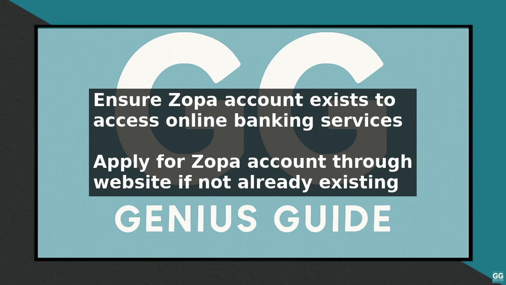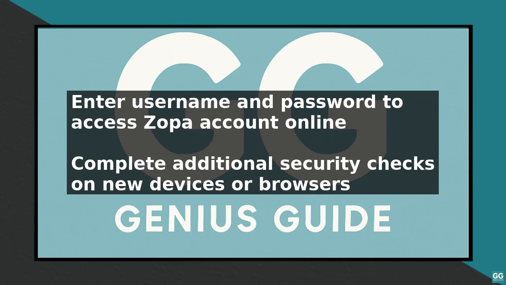Once you have a Zopa account, go to the Zopa website and click on the Login button. Enter your username and password to access your account. If you are using a new device or browser, you may be asked to complete additional security checks to verify your identity. After logging in, navigate to the account settings or dashboard area.